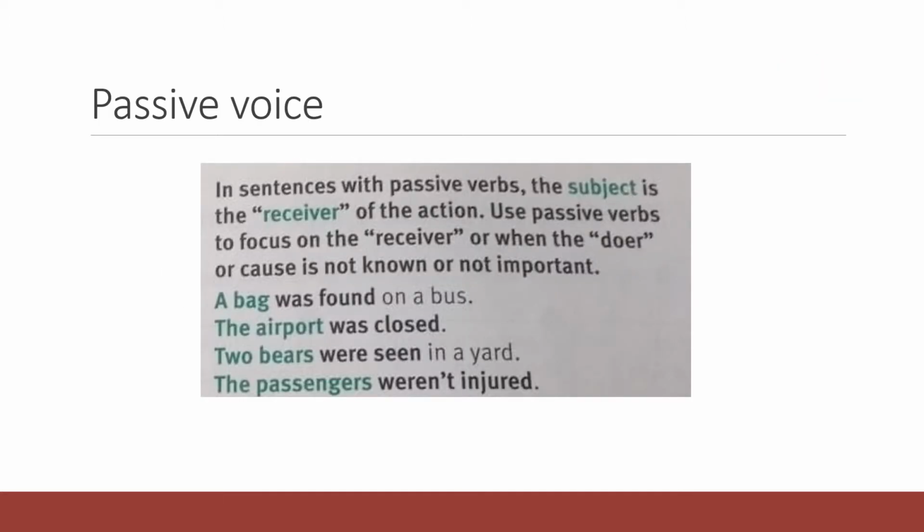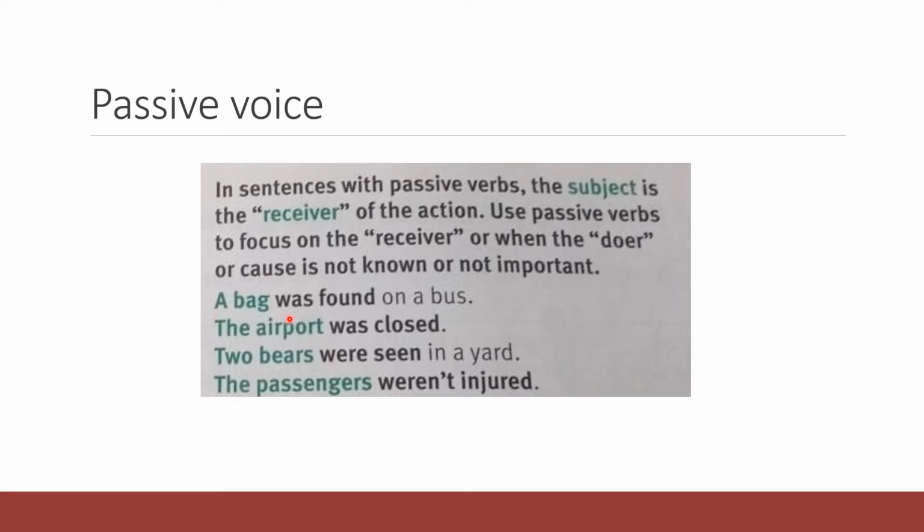Passive voice. Remember that with the passive voice, the subject is the receiver of the action. So use passive verbs to focus on the receiver or when the doer or cause is not known or important. So now we're just talking about passive voice. Here we're giving the emphasis or focus on the thing that is the most important.